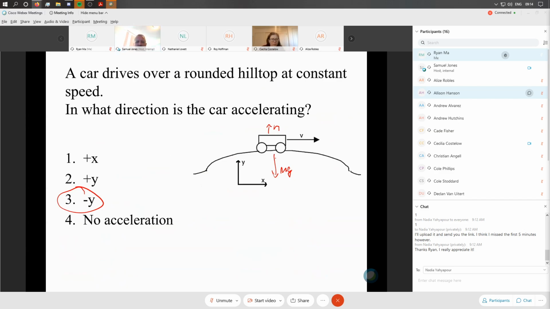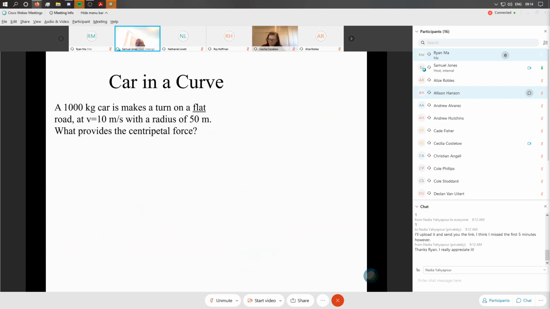Okay, let's do another example. Car in a curve. Let's say we have a car with a mass of 1,000 kilograms, and it's going on a flat road, meaning it's not angled, it's not inclined. It has a speed of 10 meters per second, so it's traveling at a constant speed, and the radius of the turn is 50 meters, and it's going through the turn. We've already talked about this. What provides the force that allows the car to make this turn? What actually is the source of this centripetal force?